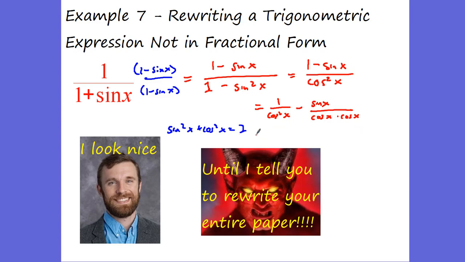What's 1 over cosine squared equal to? That's secant squared of x, because that's the reciprocal right there, minus, what's sine over cosine the same thing as? It's tangent of x. And what's 1 over cosine? It's secant of x. And so now you can see this final answer right here. There's nothing on my denominator. There's no fractional form. It's secant squared of x minus tangent of x times secant of x, and that is simplified, rewritten, not in fractional form.